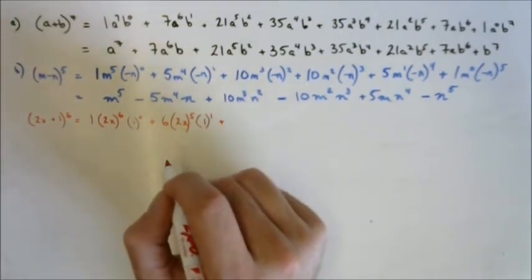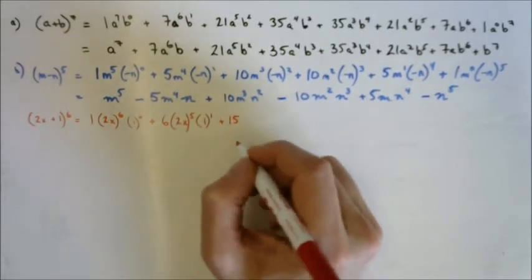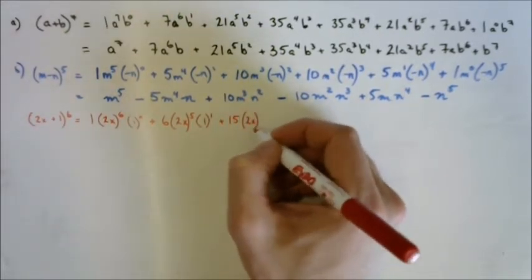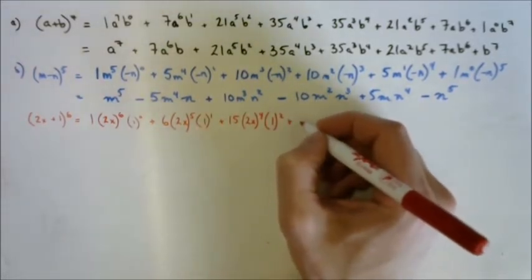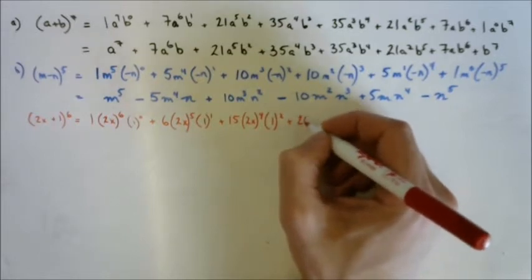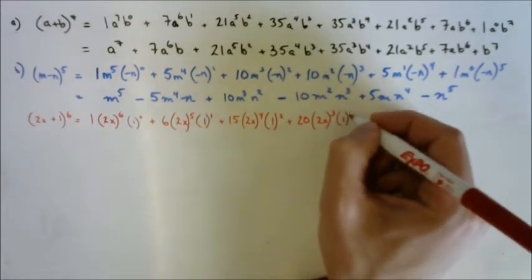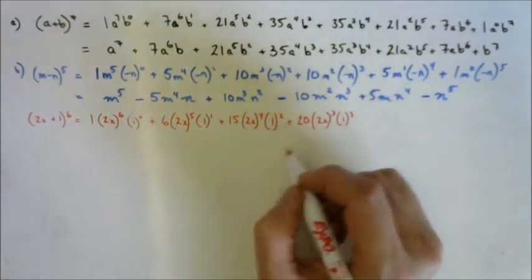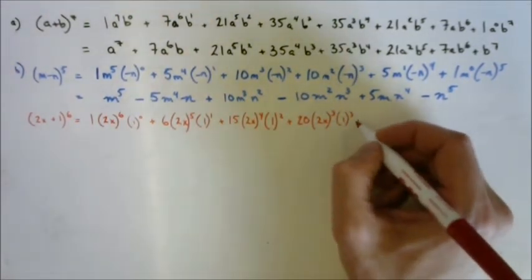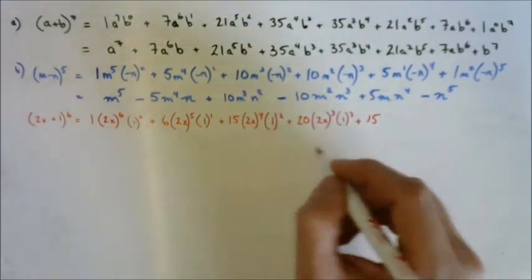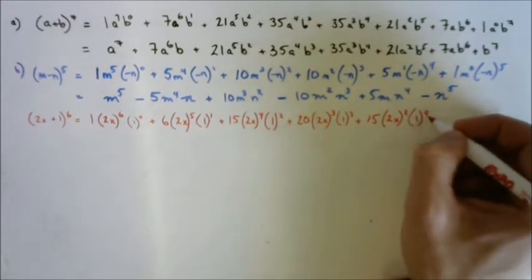Next coefficient in row 6. Because we're running out of time, I'll just give it to you. It's 15. We've got 2x to the power of 4. We've got 1 to the power of 2. Next coefficient in that row is 20. We're going to have 2x to the power of 3. 1 to the power of 3. Now we know we're kind of like at the top of the mountain, right? As far as coefficients go, because our exponents are the same. So we're going back down the other side, which means our coefficient is 15. 2x to the power of 2. 1 to the power of 4.